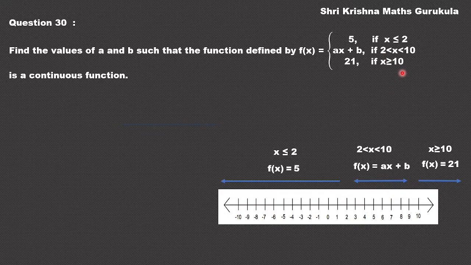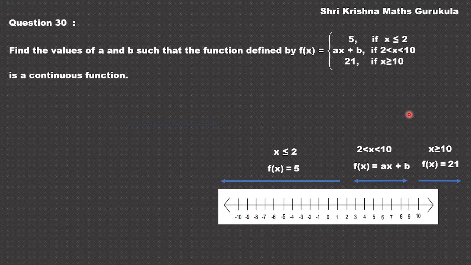It is changing the behavior at 2 and 10. So we will evaluate the limit as x tends to 2 and use the condition of continuity. Again, we will evaluate the limit and use the condition for continuity as x tends to 10. So at these 2 points, let us evaluate the limit. By doing that, we will find the values of a and b. Okay, till now, I hope the things are clear.